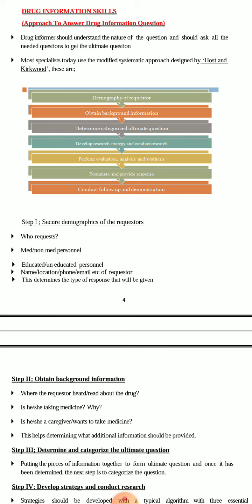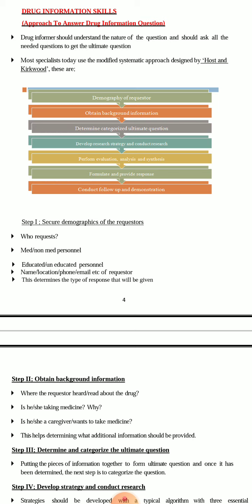First is the demography of the requester. Next is to obtain background information. Determine and categorize the ultimate question. Develop the research strategy and conduct the research. Next is to perform evaluation, analysis and synthesis of the information. Next is to formulate and provide the response, and conduct the follow-up and documentation. Here we will study them one by one.